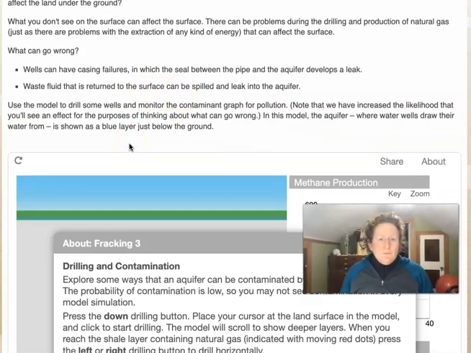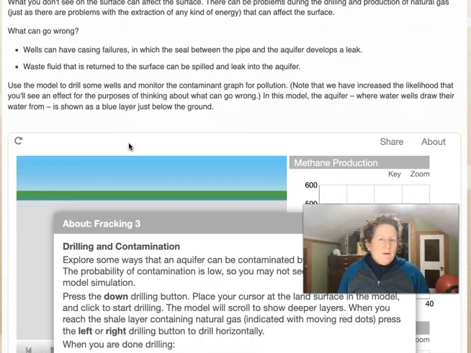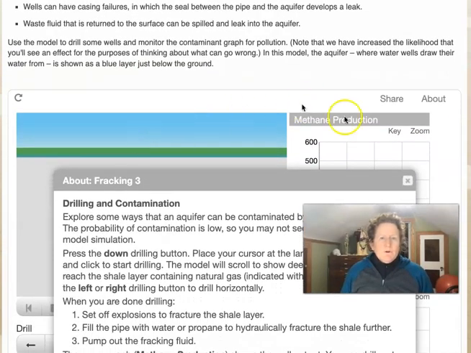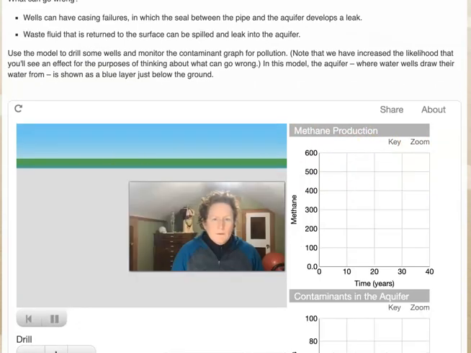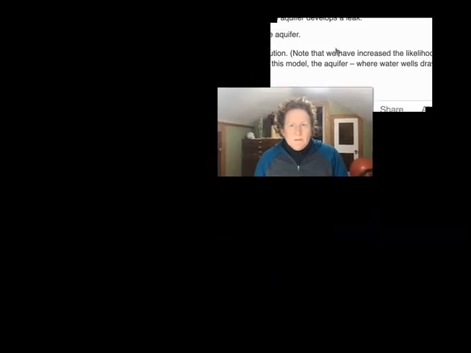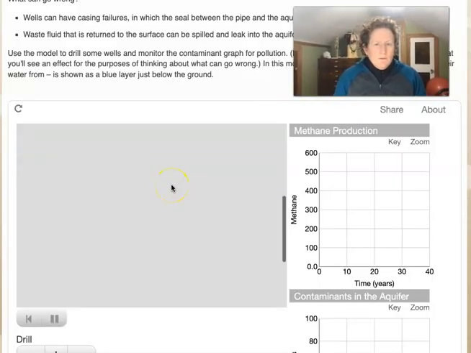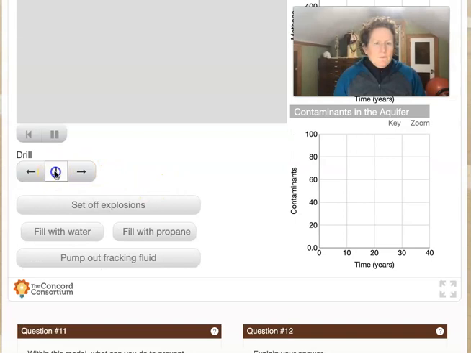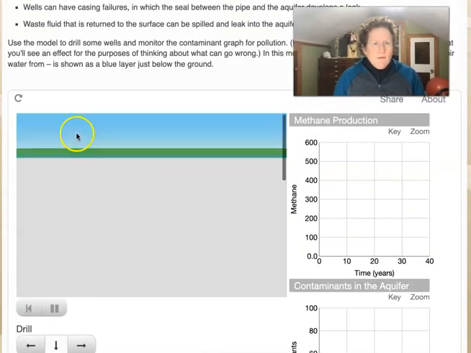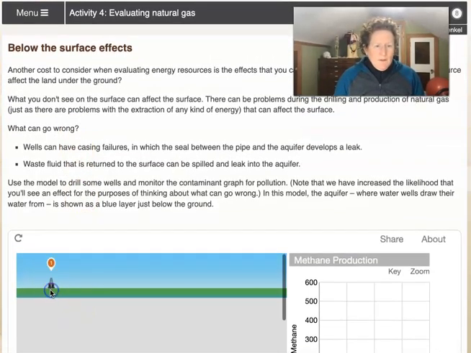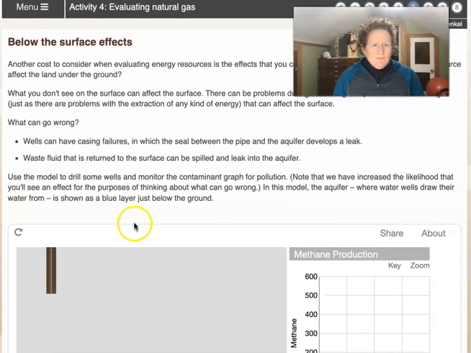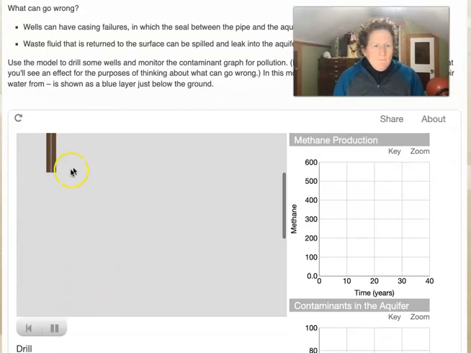Using the model to drill some wells and monitor the contaminant graph for pollution. So we're going to look at this graph. We're going to drill some wells like we did in activity 3, and so let's drill some wells here. We're going to go down below here. We're going to get a drilling site here. Go up to the top, start a well. Don't go down at too fast of a rate here, because we don't want to overrun the shale.